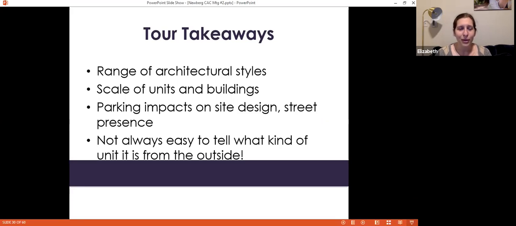And then the last part, just my joke about how it turns out I don't have my X-ray goggles when we look at these things. So it's hard to tell what kind of units these are. There's a real blurring, and there are a lot more similarities across these units than differences.